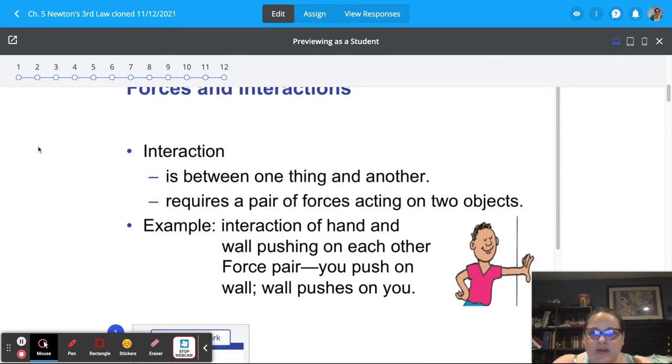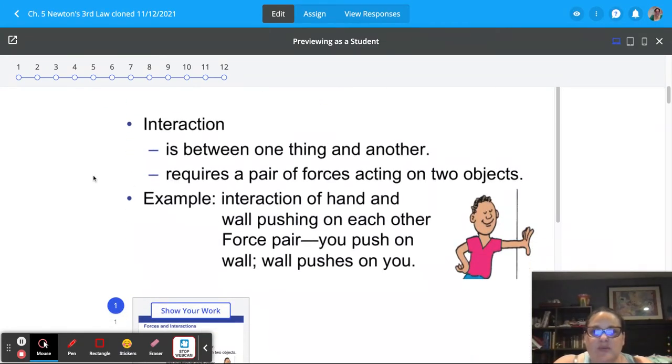Forces and interactions. An interaction is between two objects. It requires two forces. In Newton's first law and second law, we're only talking about one object and all the forces acting on that object, so determining if an object has net force or not. In a Newton's third law interaction, there are two entities and two forces.